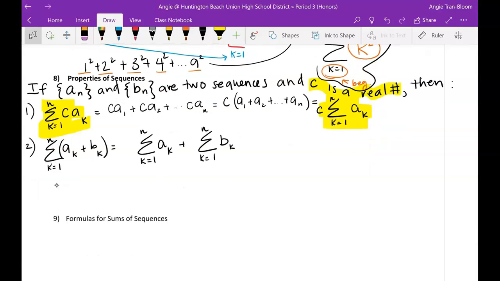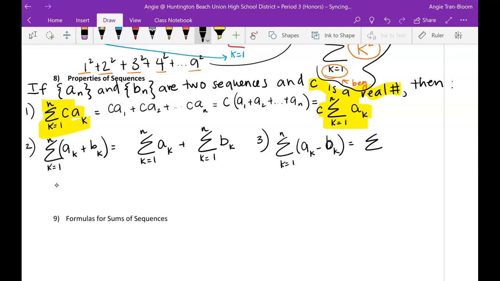Number 3, I'm just going to write it over here because I'm kind of out of space. If I have the summation k starting at 1 to the nth power quantity of A subscript k minus B subscript k, it's very similar to your addition. I can break this up into summation of k equals 1 to the nth of A subscript k, take away summation of k equals 1 to the nth of B subscript k, okay?